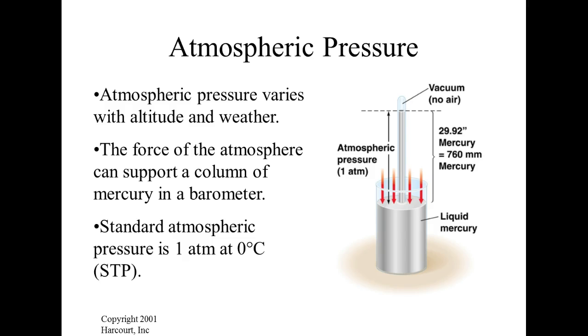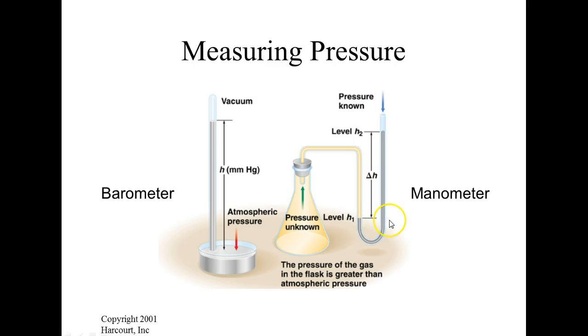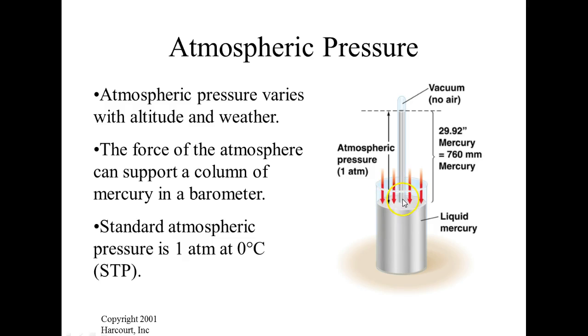Okay? We can measure pressure by letting the atmospheric pressure push down on liquid mercury that gets pushed into this glass tube, and that pressure pushes down and then pushes this up. So the higher this goes, the higher the atmospheric pressure is. If it's lower, that means there's less pressure. If it's higher, that means there's more pressure.